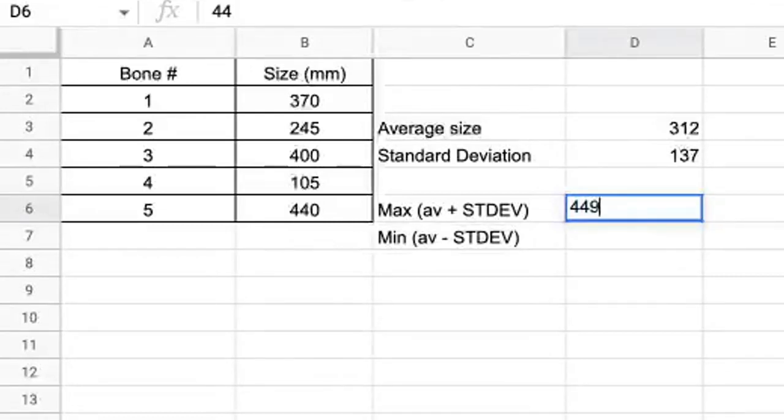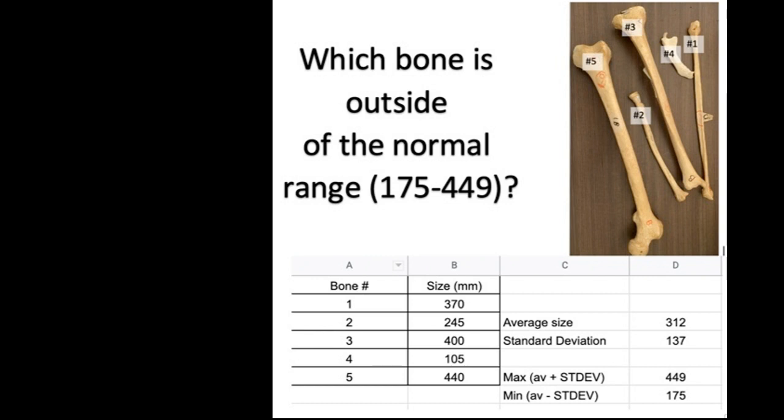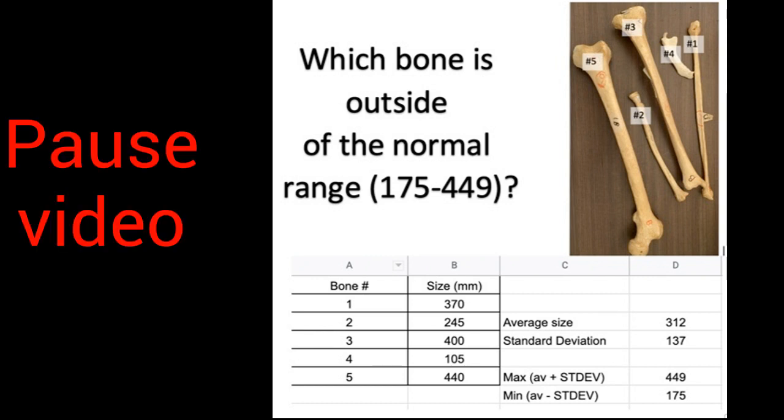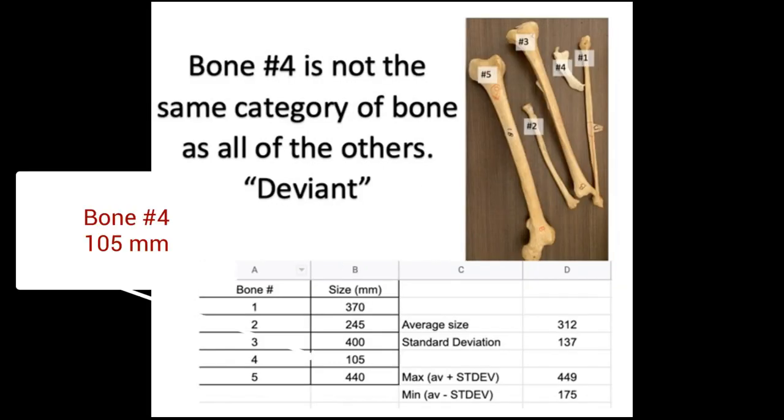So the average plus standard deviation is 449. The average minus standard deviation in this case is 175. That's our normal range. So which bone is outside the normal range? Well, bone number 4 is less than 175. We don't have any that are more, but bone number 4 turns out not to be the same category of bone. It's a deviant.